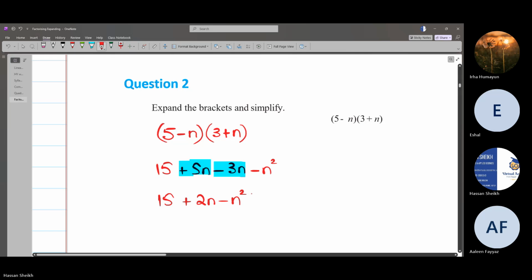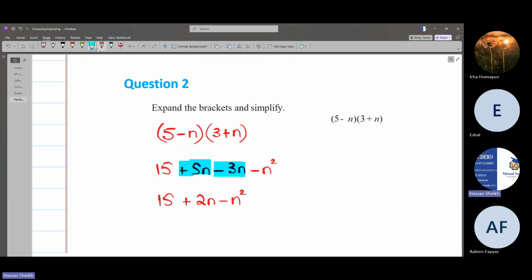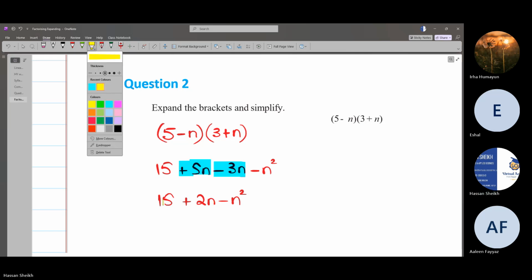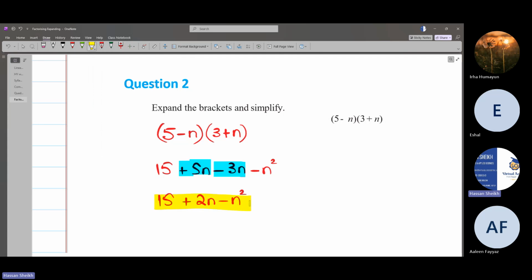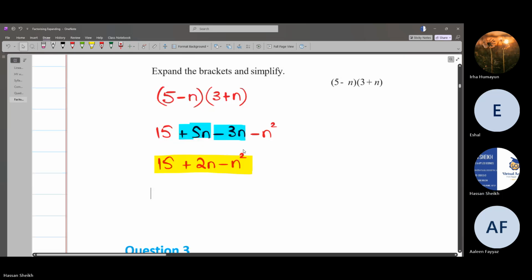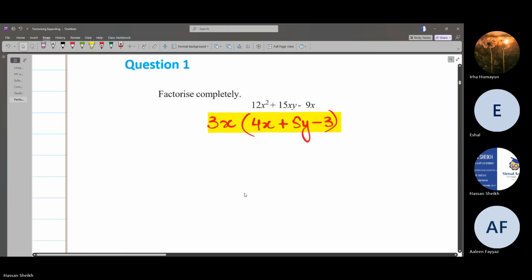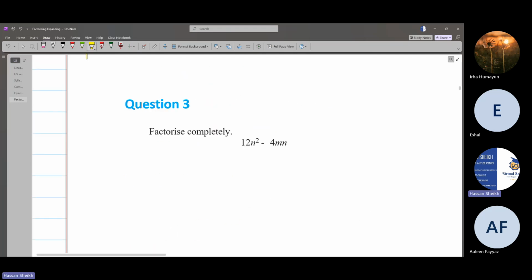So you can't further simplify this one? No, you can, but we'll do it later. They just want us to expand the bracket. We'll do the simplification later on. Students, doubt? No doubt. Moving on to question number 3.